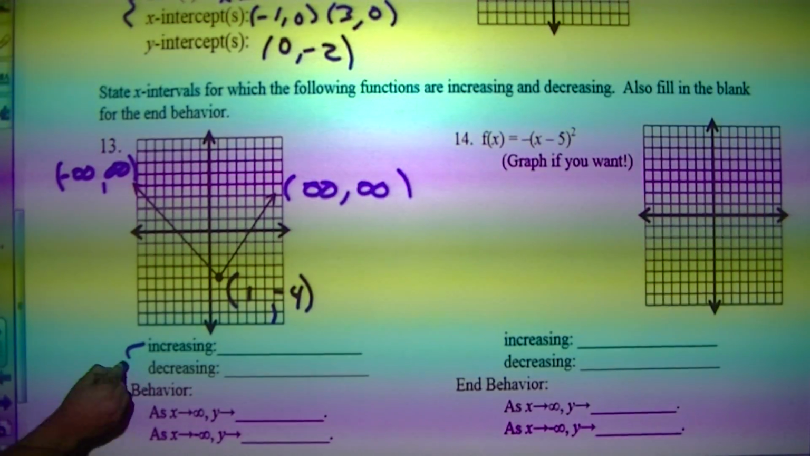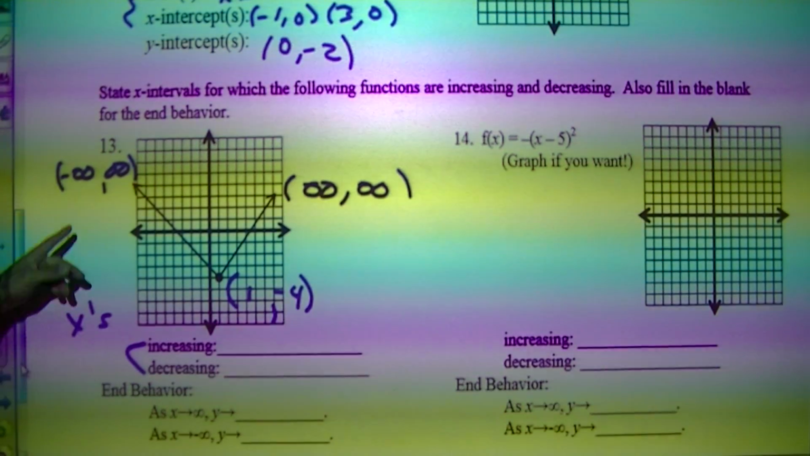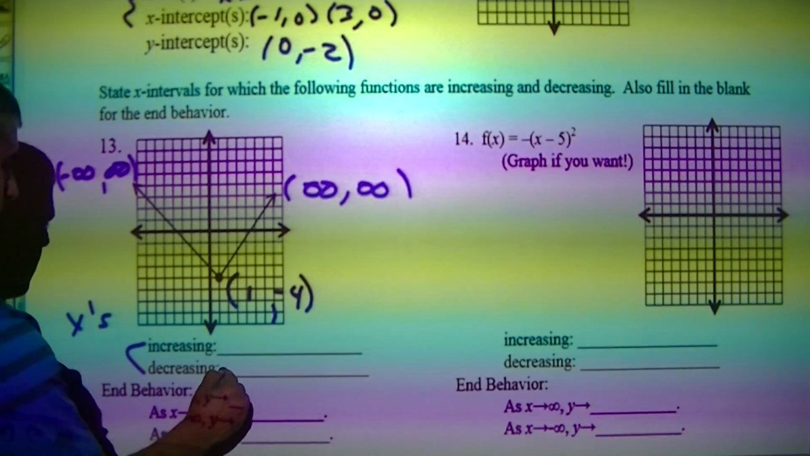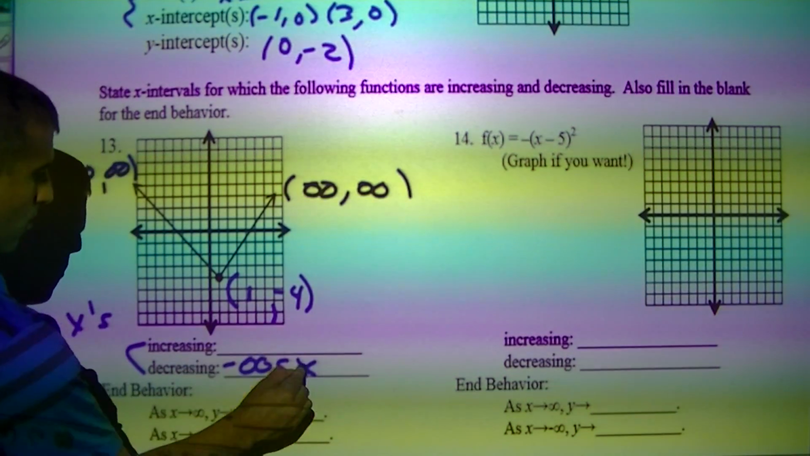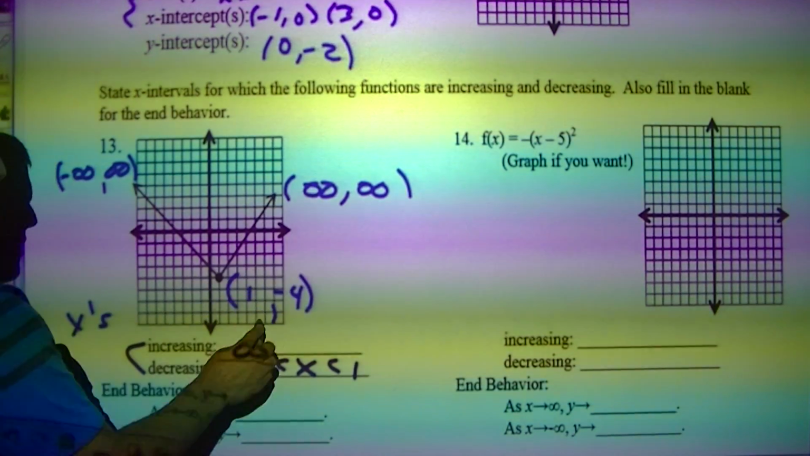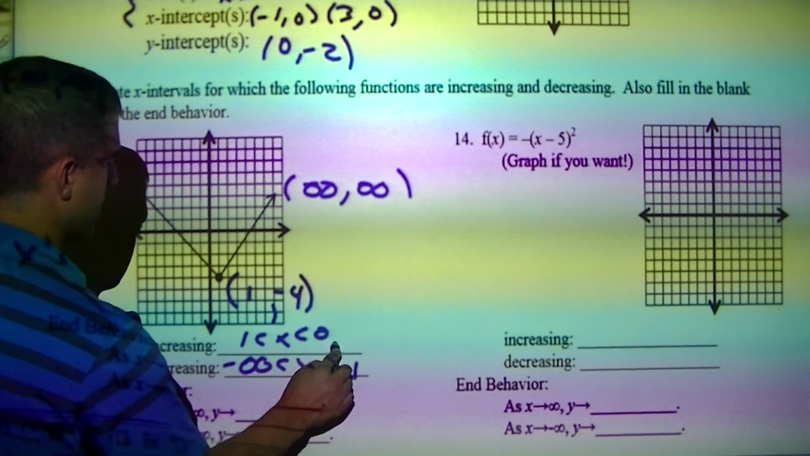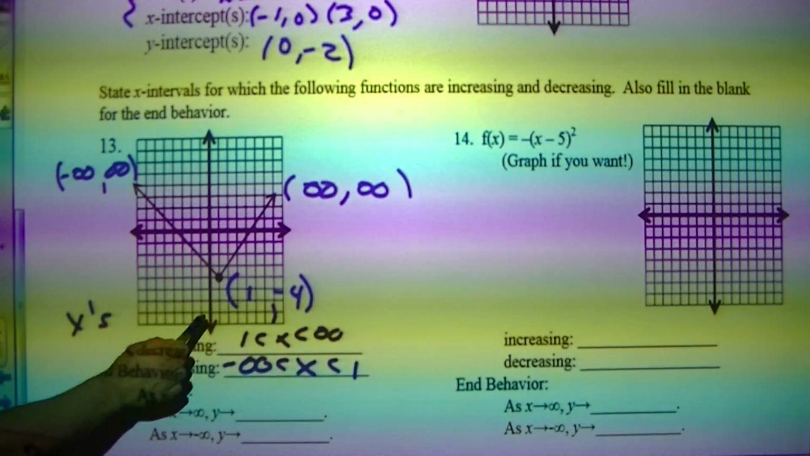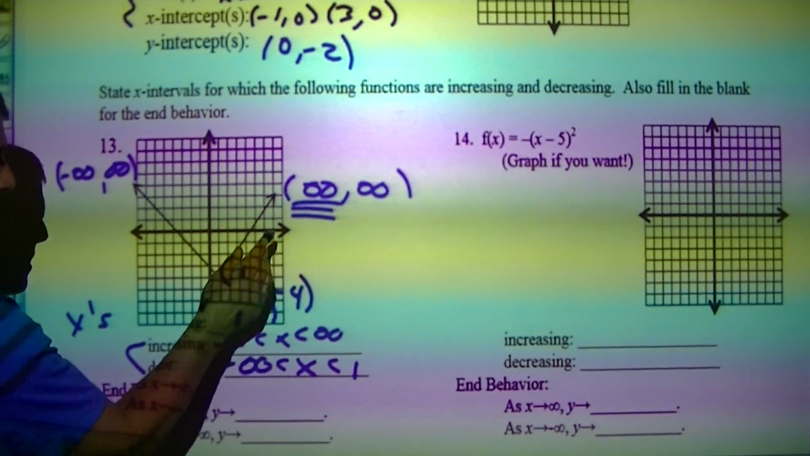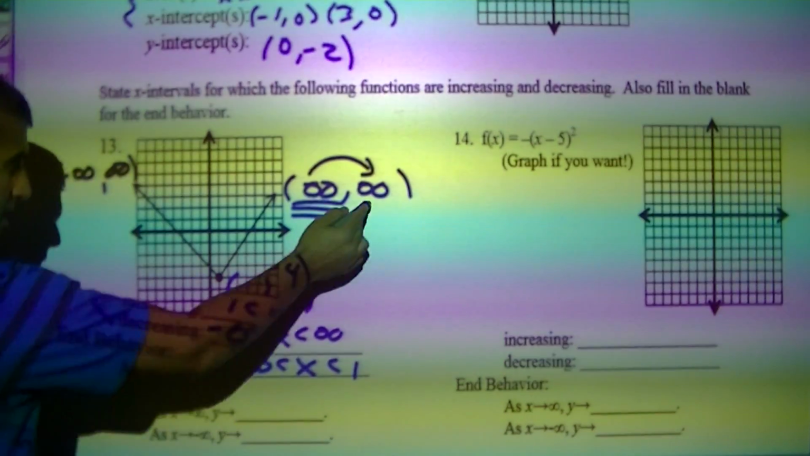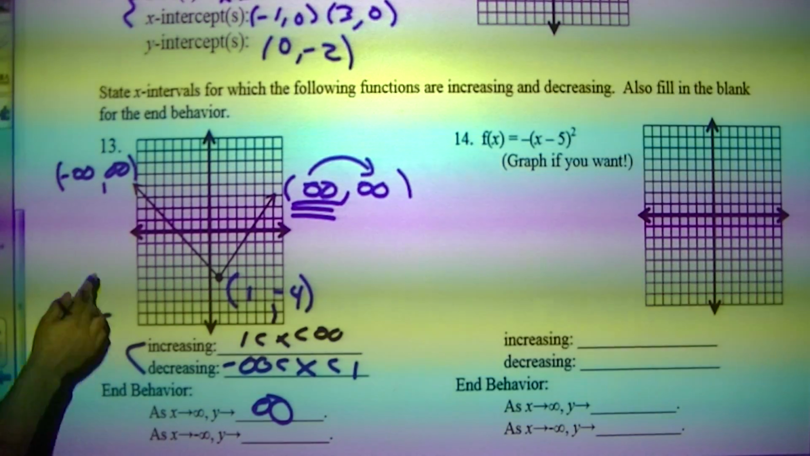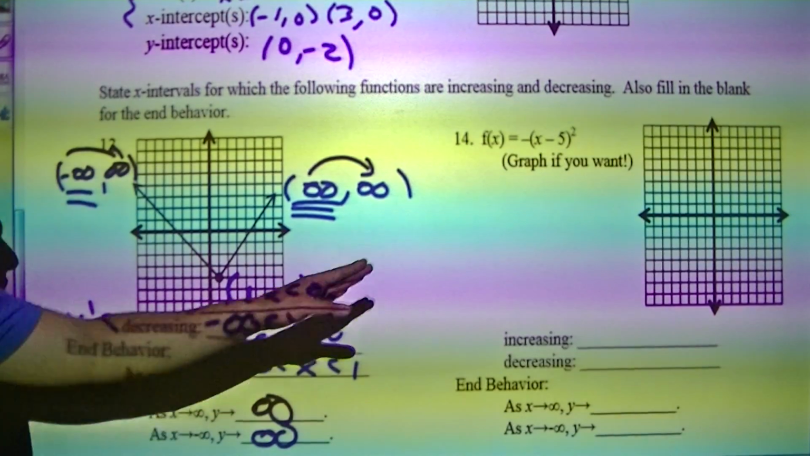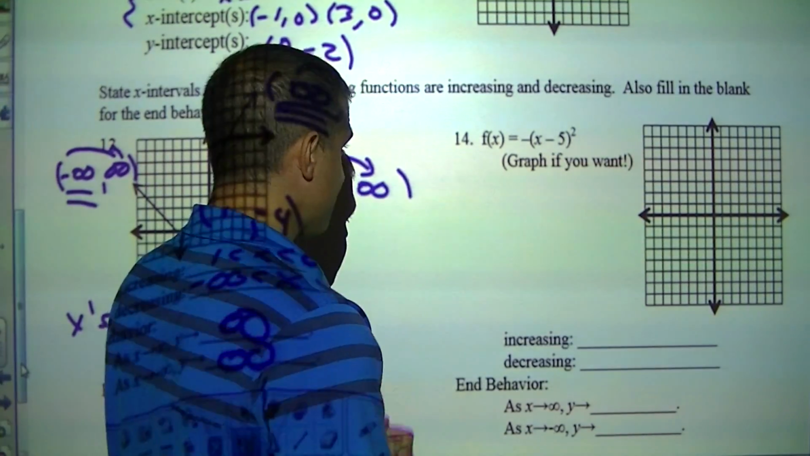Now, for these, we only care about the x's. Okay? So, to get the increasing, decreasing, this is decreasing from negative infinity to 1. That's all I care about. And then it's going up from 1 to infinity. So, trace it. Decrease, increase. Okay? And behaviors as x approaches infinity. All right? So, they're saying, what's happening there? And what you do is you look and say, okay, that's going to be infinity. X approaches negative infinity. Okay, what's happening there? It's also positive.